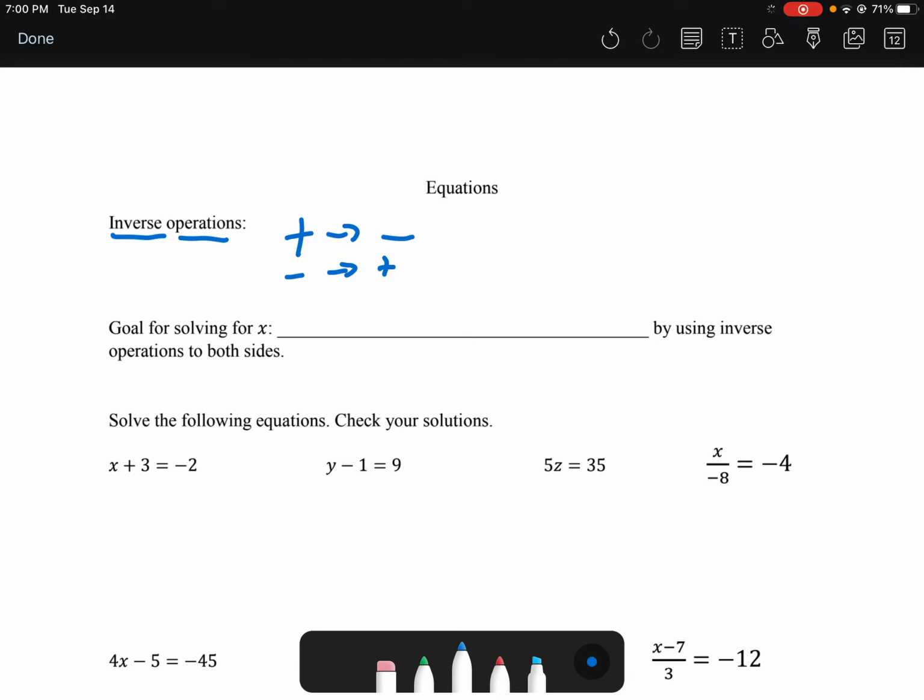Another one that we know of is multiplication. If I'm multiplying two things together and I want to get rid of that other thing, I can use division to cancel it out. And then the same the other way with division. Multiplication is its inverse operation. Mathematics is pretty much just learning something new and then learning how to undo it with its inverse operation.